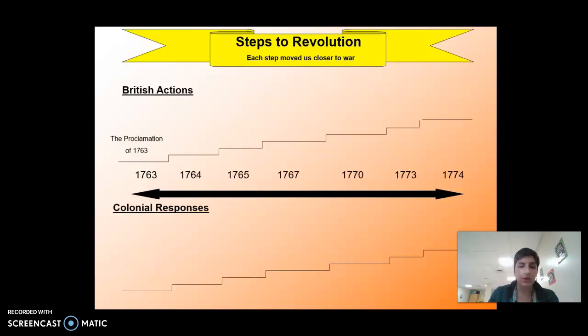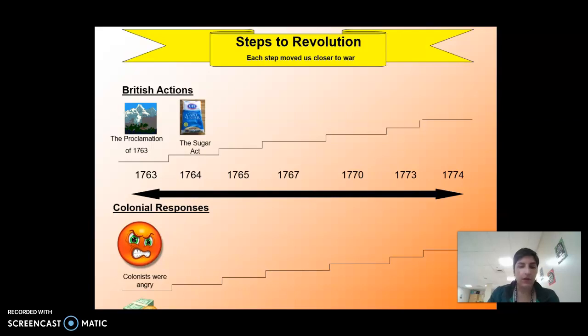All right, here are some of the steps of the revolution. You have the Proclamation of 1763. The colonists started getting angry at this point. Then you have the Sugar Act in 1764.